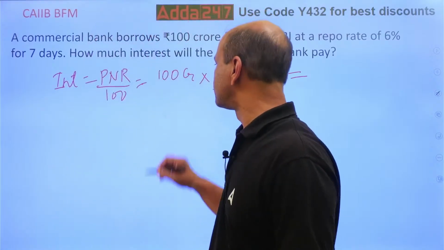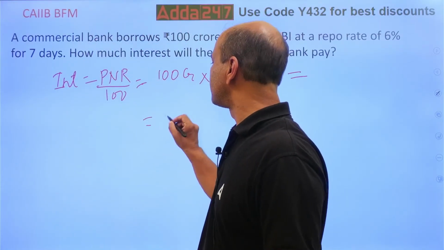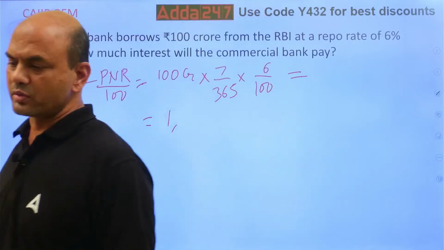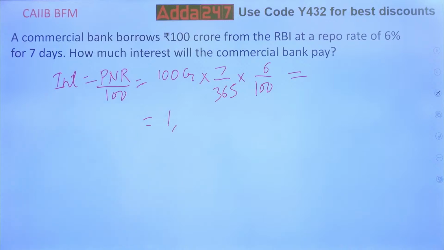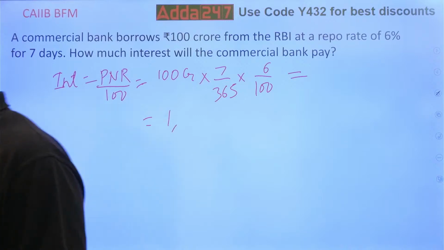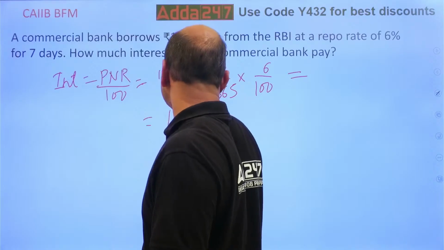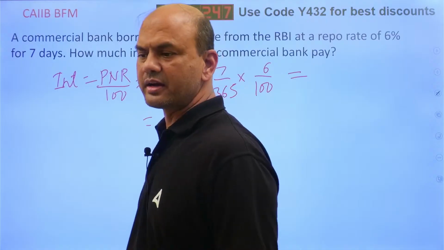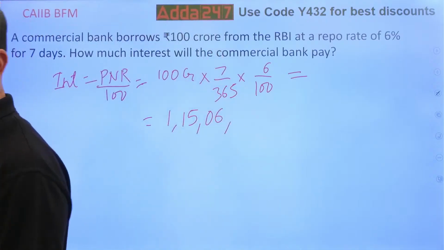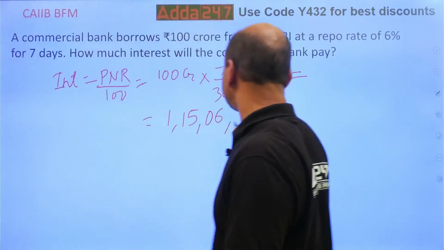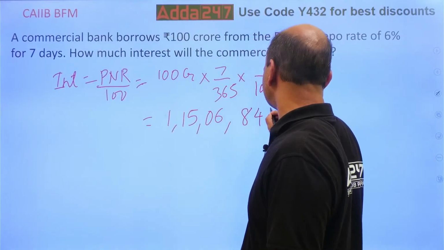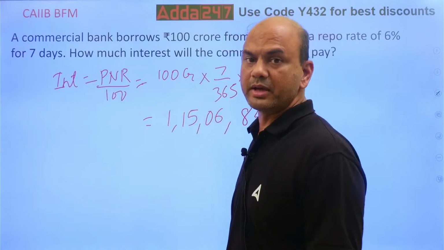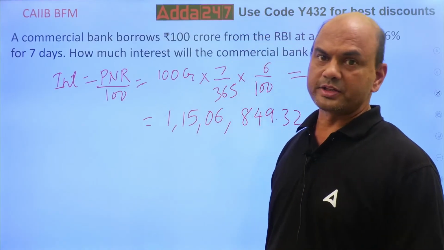So what is the answer for this? Let me see in the comment section. It is something like 1 crore something, isn't it? 1 crore and 15 lakh 6,000 and something 800 is there. 849.32. So this much is the interest which the bank will have to pay.